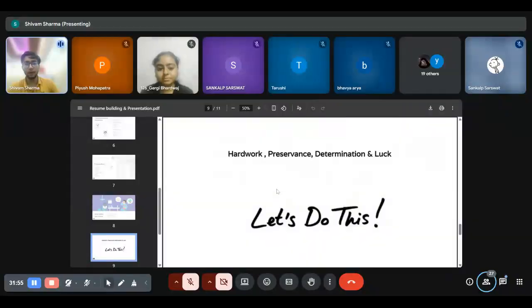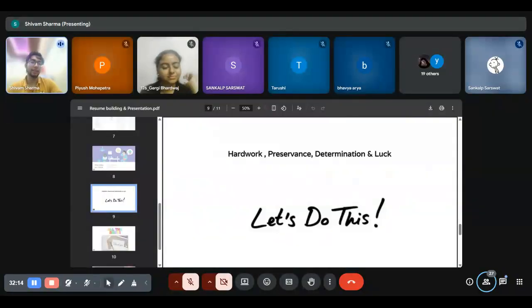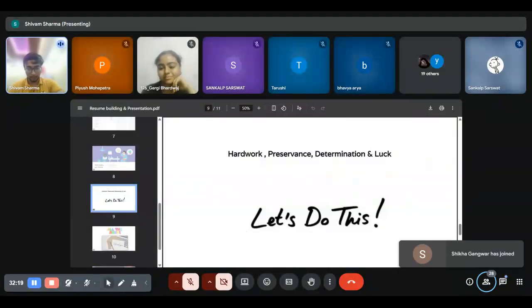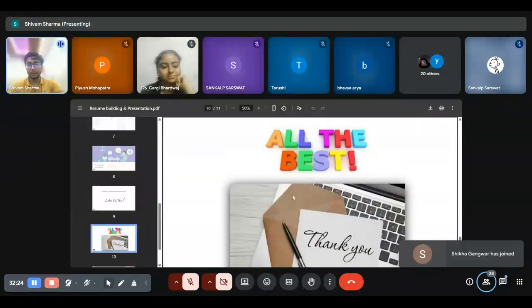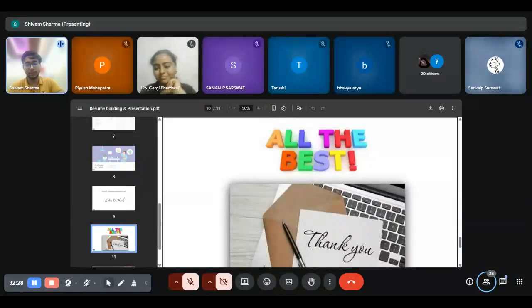So I hope it was helpful. At the end of the day, hard work, perseverance, determination, and luck, it all combines and gets you the result, right? So guys, let's do this. If you have not created your resume, do it today itself. If you have drafted, please make the changes as we discussed in the past 30 minutes. So that was all from my side. Thank you everyone. Now I'm open to the questions that you have.